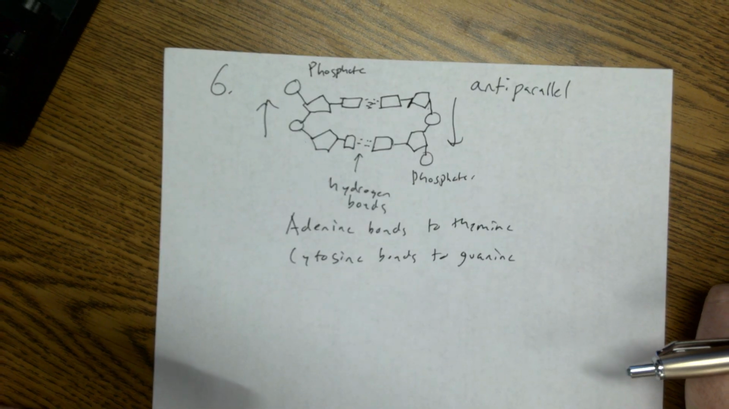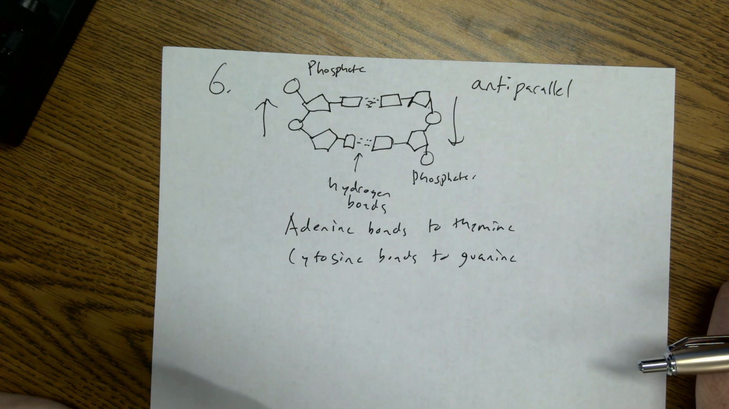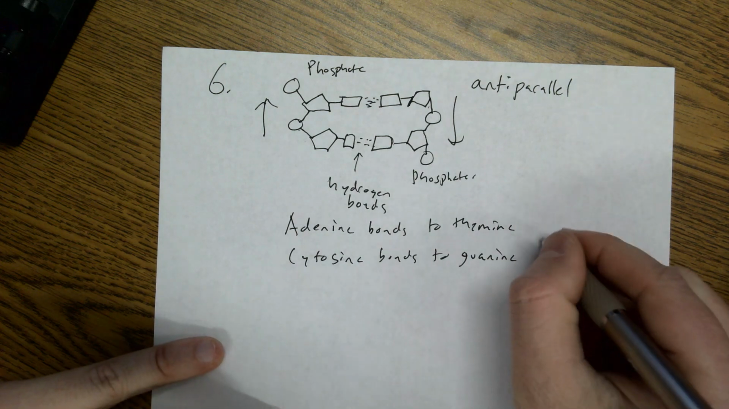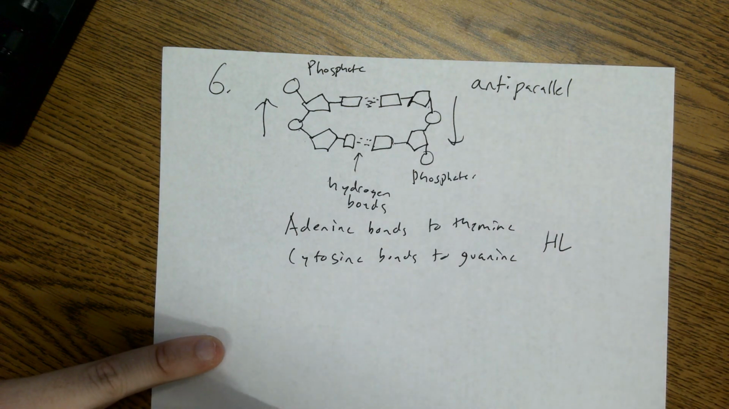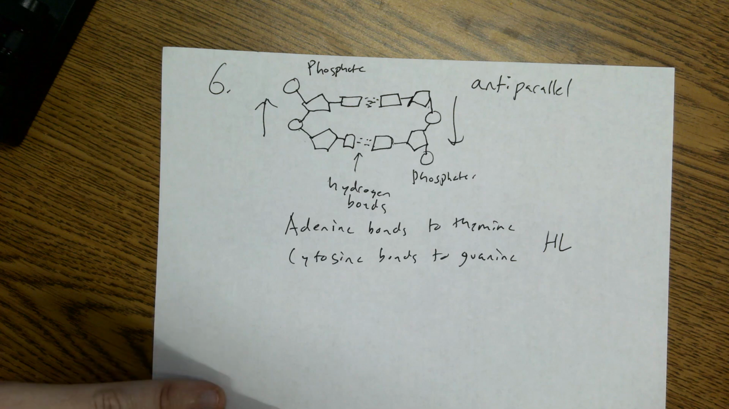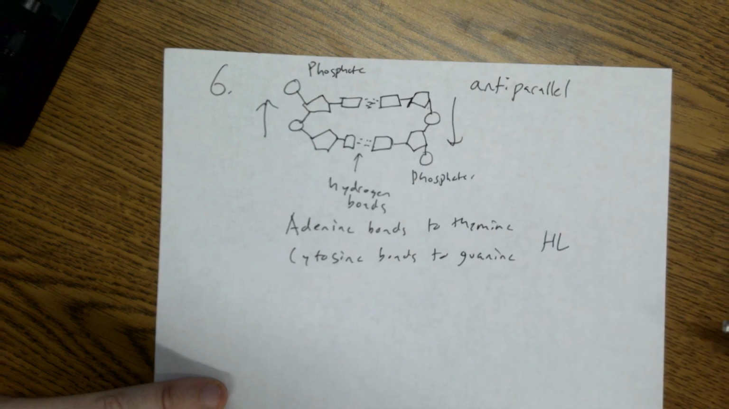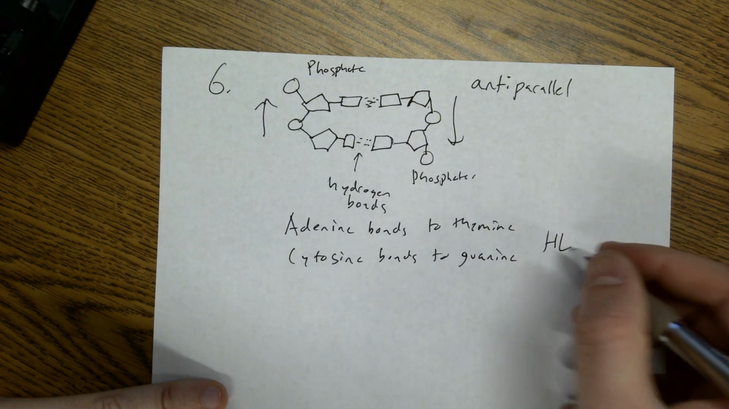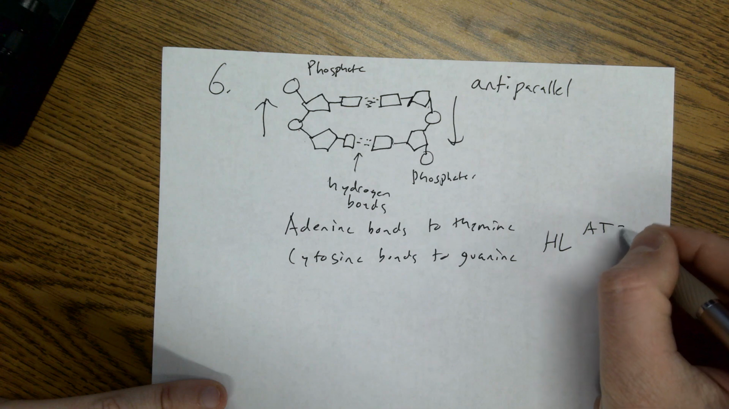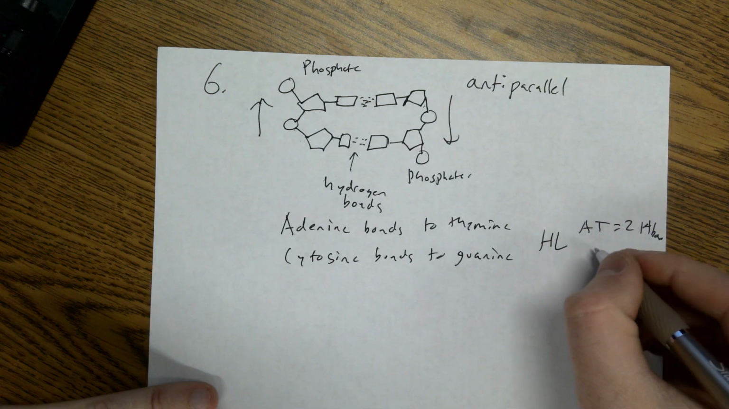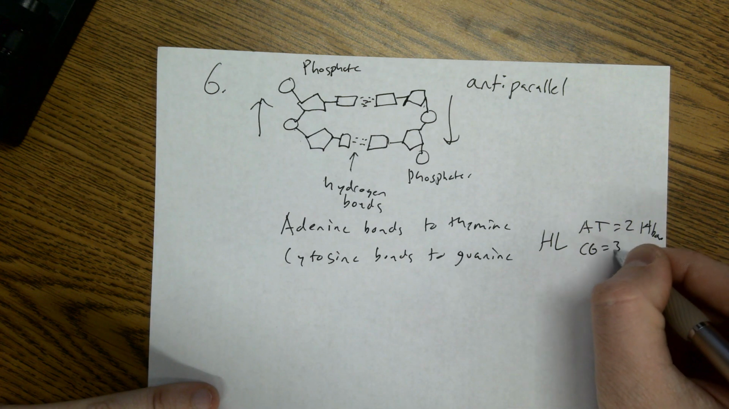Now, if you are in SL, that's all you need to know. If you are in HL, you need to know the number of bonds. Okay? So for HL only, you need to know the number of bonds. And the number of bonds are adenine to thymine is 2, and cytosine to guanine is 3. 2 H bonds versus 3 for cytosine and guanine.